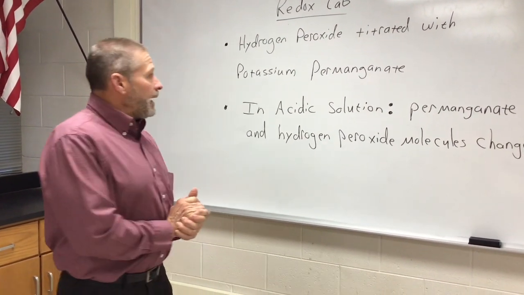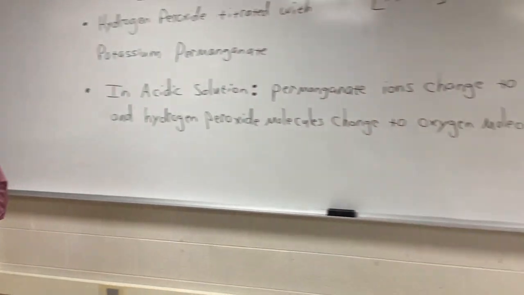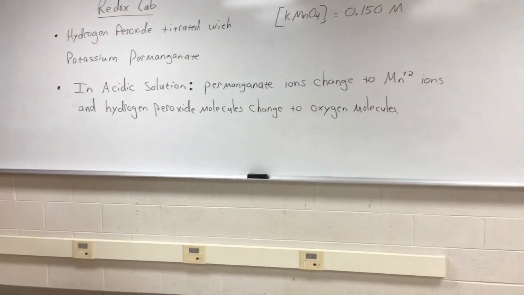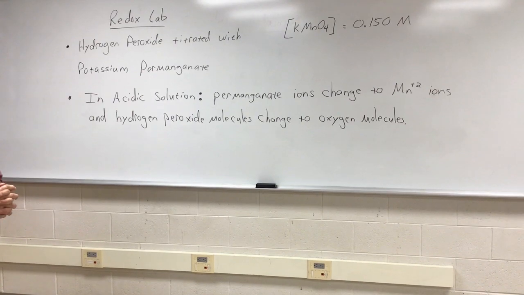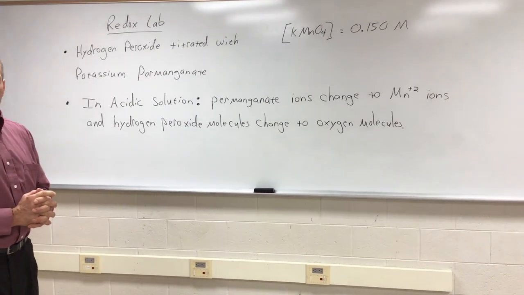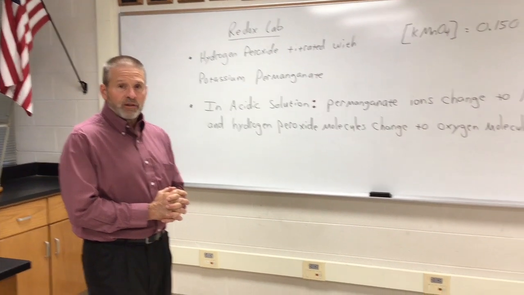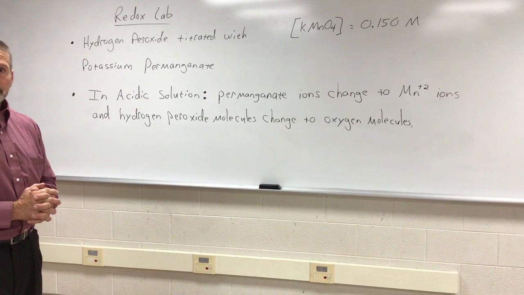Okay? And you need to know this maybe. In acidic solution, permanganate ions change to Mn+2 ions, and hydrogen peroxide molecules change to oxygen molecules. You're going to need that information. You're going to have to try to create a net ionic equation for yourself so you can do the stoichiometry in the particular drug.